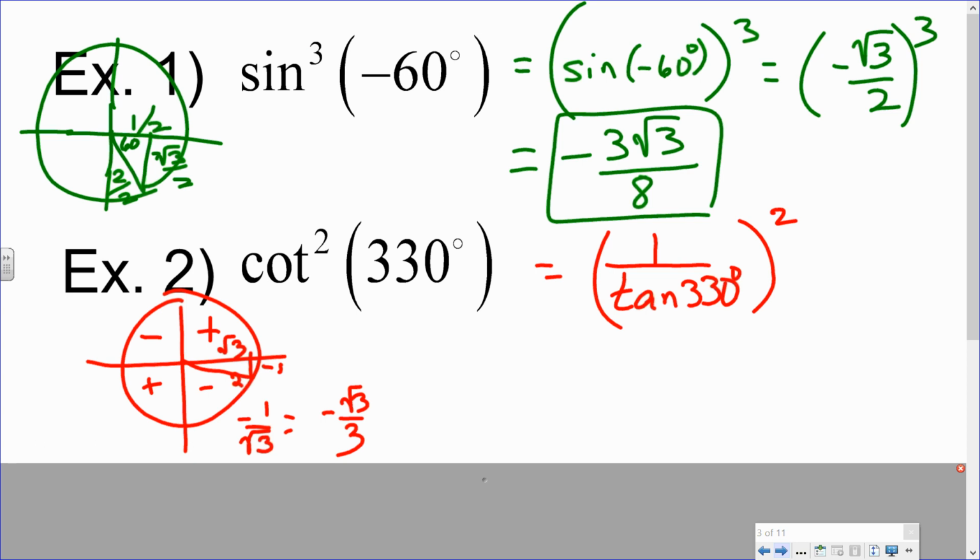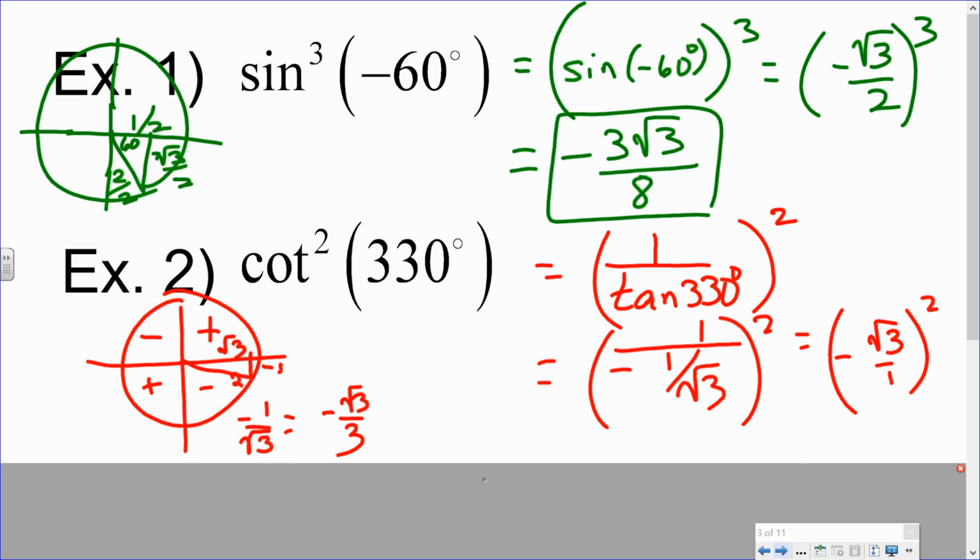So I need 1 over that. So I'm going to go back to the 1 over the negative 1 over root 3. Could use it either way. Since I have 1 over, I'm taking the reciprocal. So I need to take this negative 1 over root 3 and turn it upside down. So it becomes negative root 3 over 1.